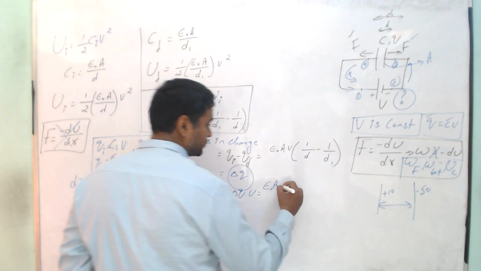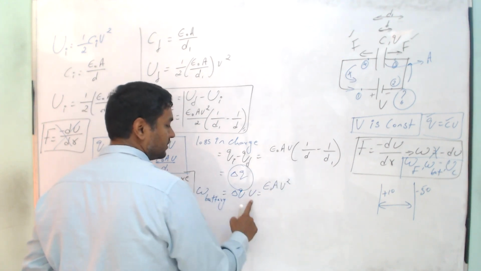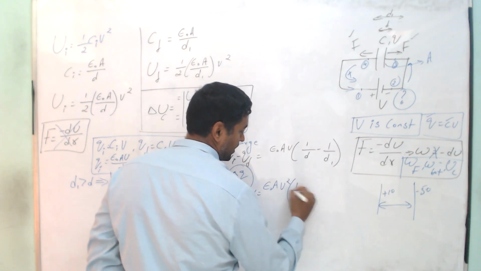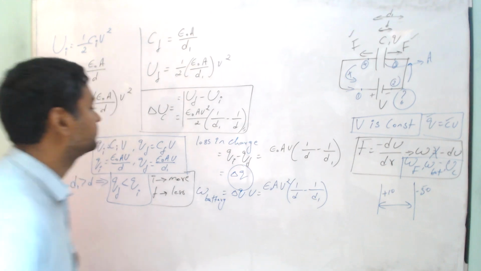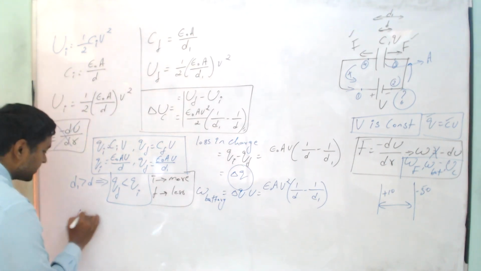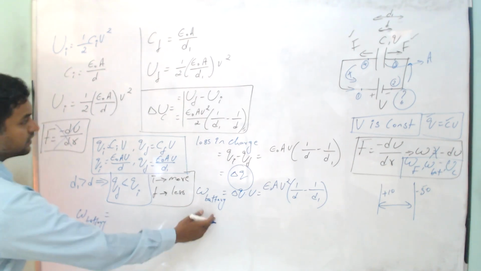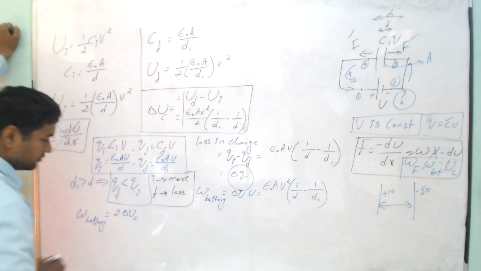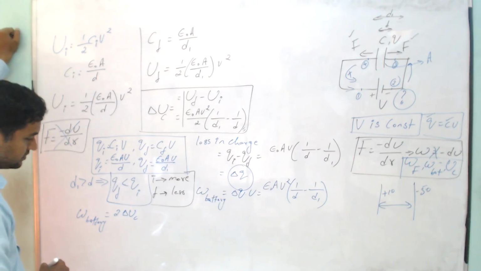Epsilon naught A V square will come, right? Here, I'm multiplying V square, okay? Yes, sir. 1 by D minus 1 by D1. Clear? Yes, sir. So my work done by the battery is basically twice my change in potential energy of the capacitor, right? Yes, sir.